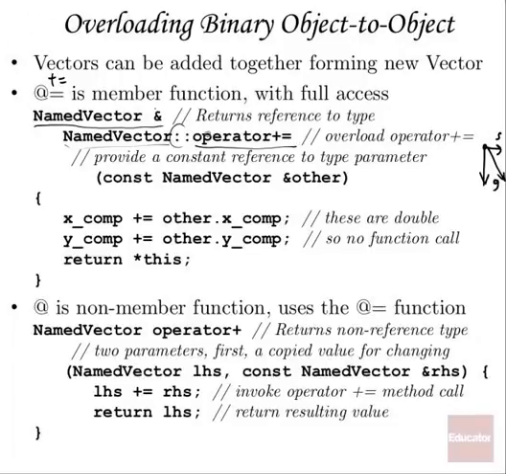We're doing that one first. So we're overloading plus equal. Provide a constant reference to the type that we're going to add. So this is named vector plus named vector, so this has to be named vector. And it's a reference, we're calling it other.